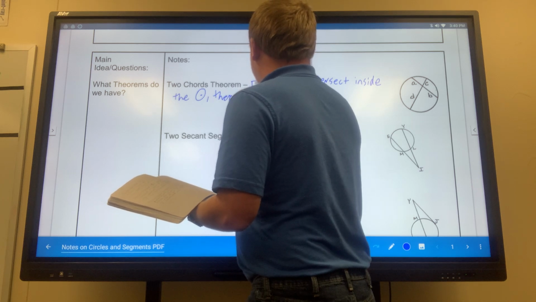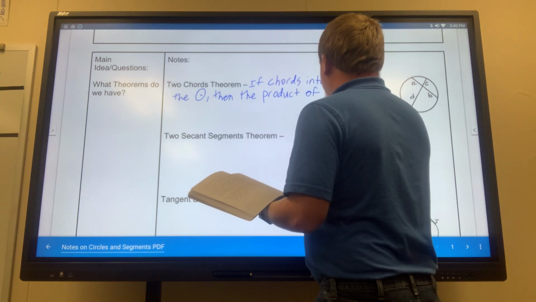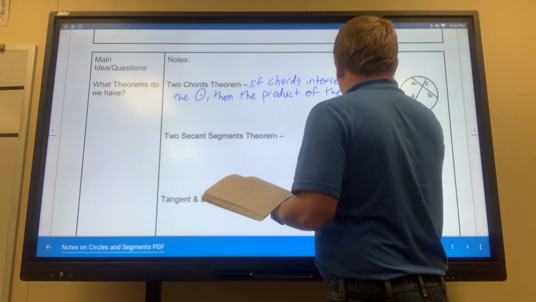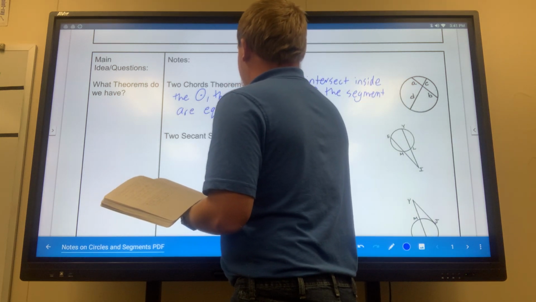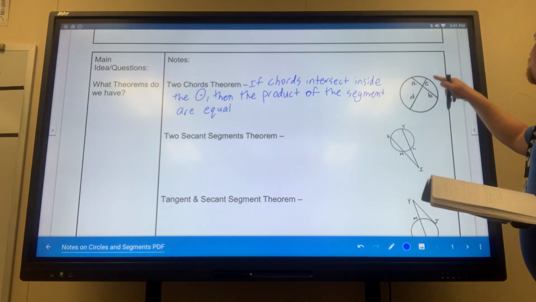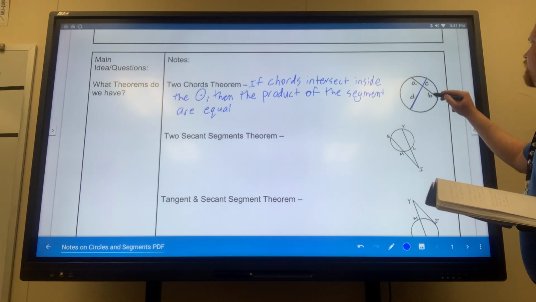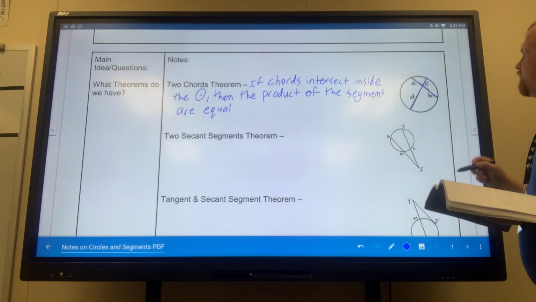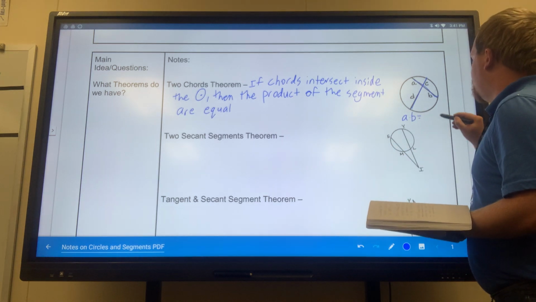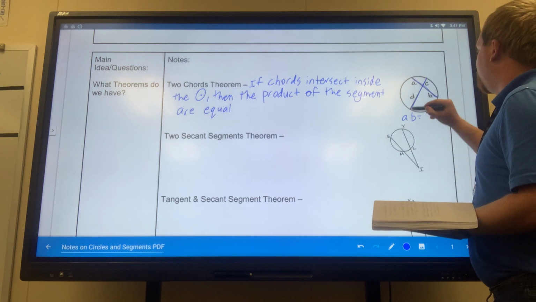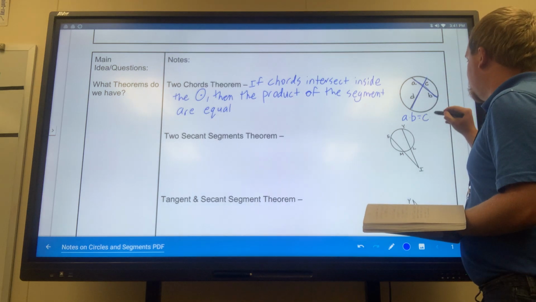Then the product of the segments are equal. So I got two chords here. One length is A, the other length is B. Since they're on the same chord, they're going to multiply to each other, and that's going to equal the product of the parts of the other chord, which is C and D.